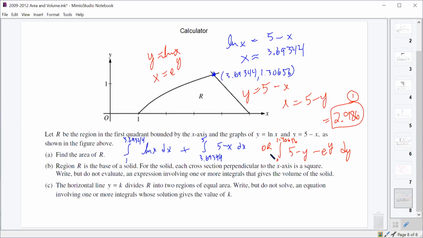Everybody good with part A? Both ways that it could have been done? So there was like no way to solve that by hand, the 5 minus x equals natural log of x. Like you had to use your calculator. Yep. I mean, you could write 5 minus x minus ln x equals 0 and approximate it using Newton's method, but that's a lot of work, especially if you're trying to do it by hand. Okay. Yeah, 5 minus x equals ln x. There is not a good way to find that value.